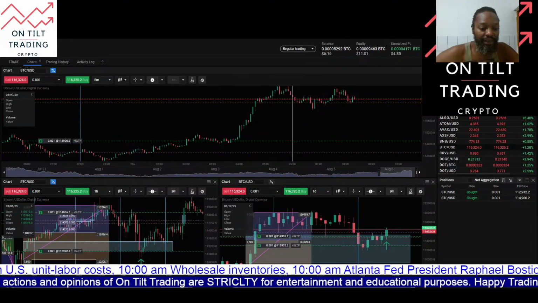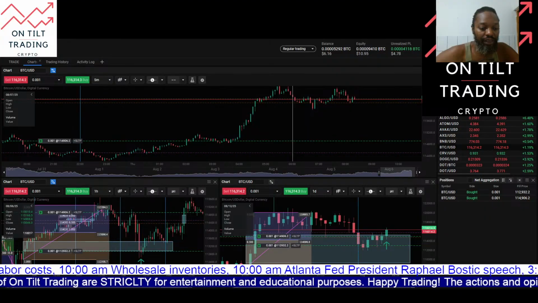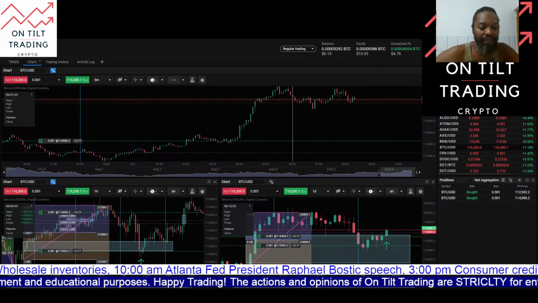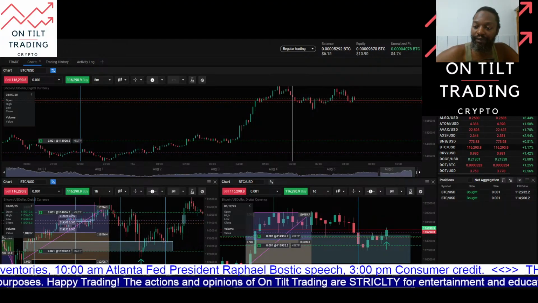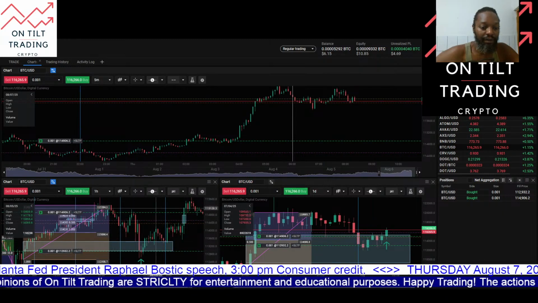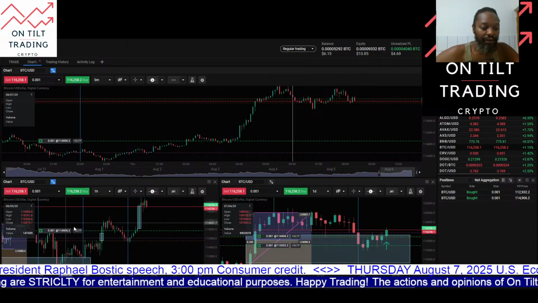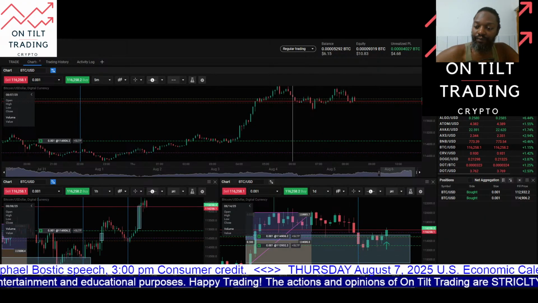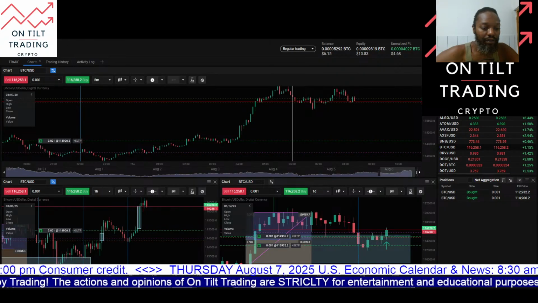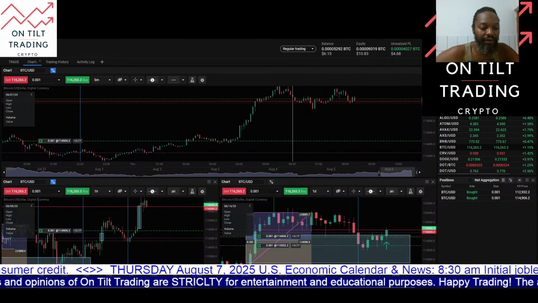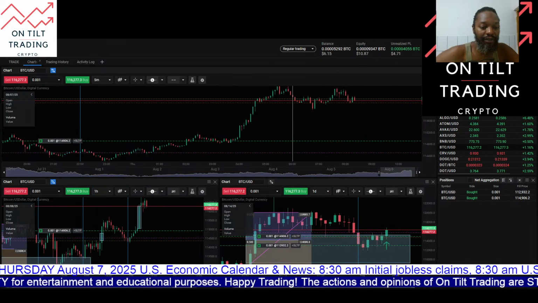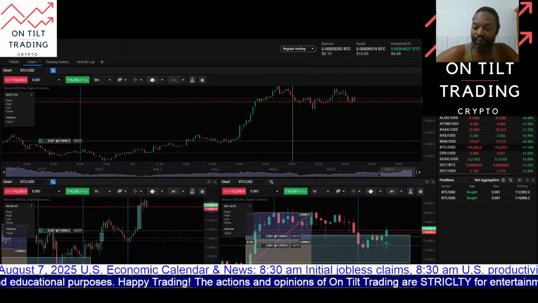And we can see since then price was delivered to the buy side, some consolidation in this area, more buy side delivery. Consolidation, sell side, buy side, and extreme buy side here. Now we're getting some consolidation.